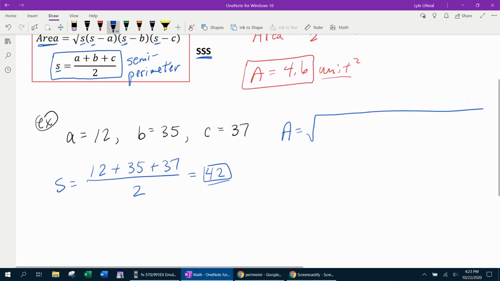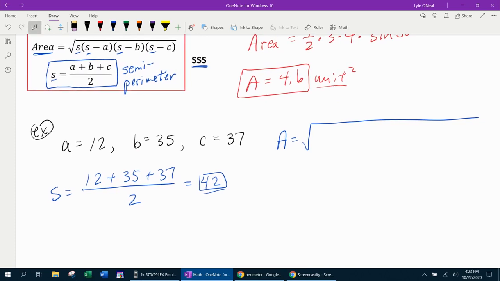And if I could scroll down so you can see that, there we go. It's the square root of S times S minus A times S minus B times S minus C. And then if you want to do an intermediate step, you can.